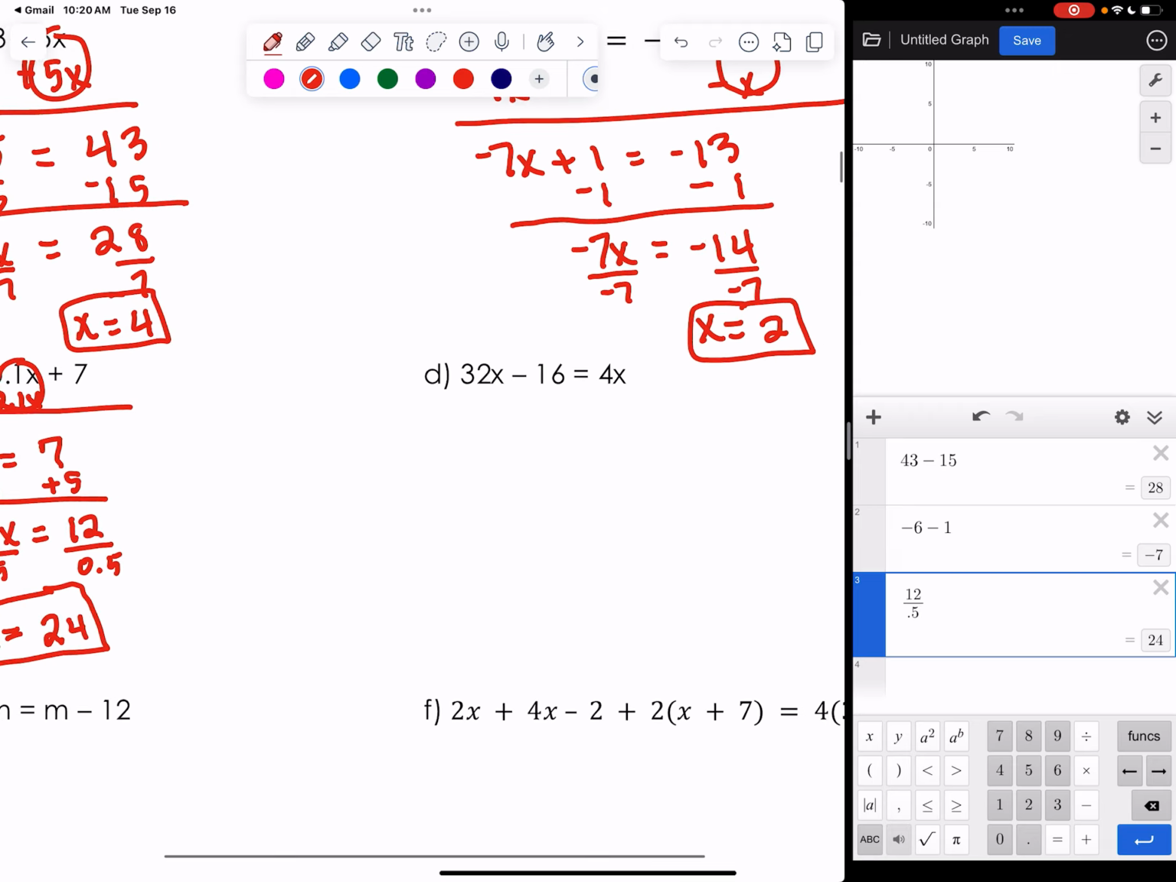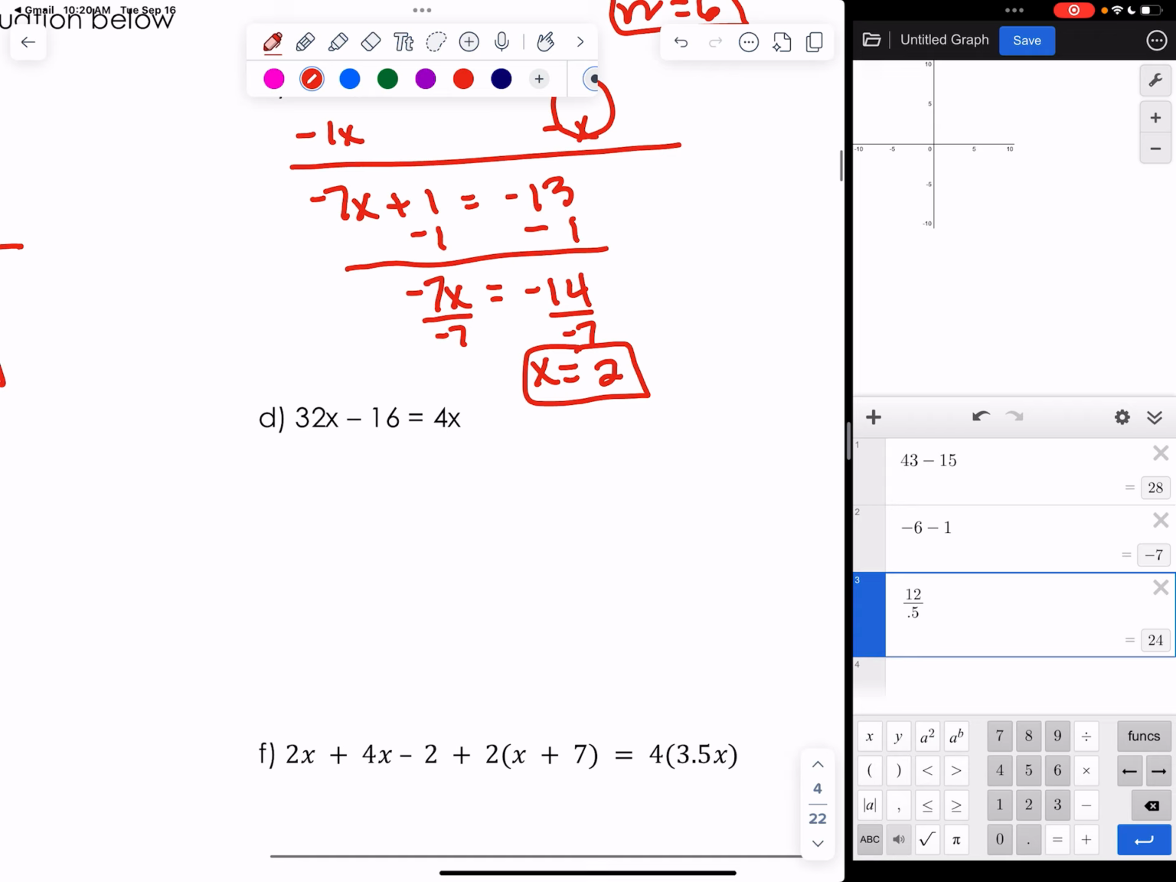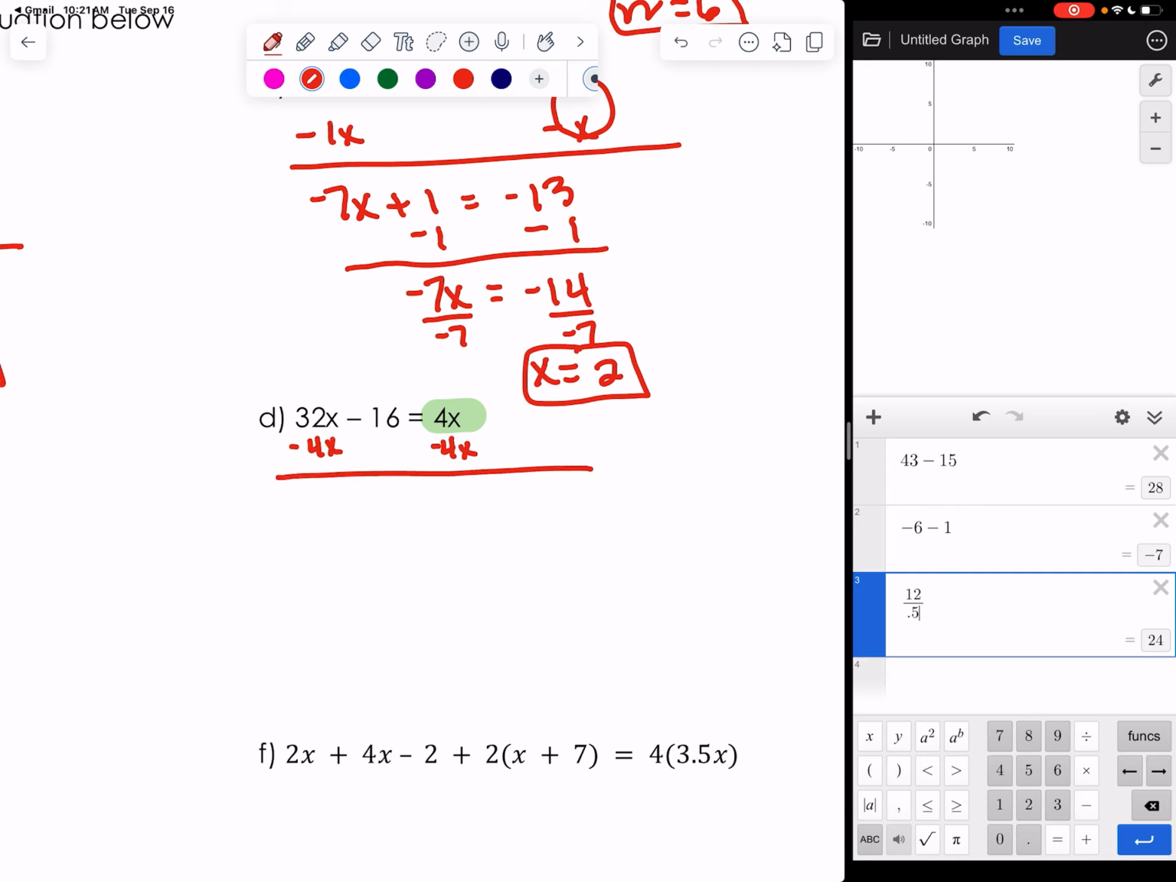All right. Now I want you to look at the interesting thing that happens on problem D. We have 32x minus 16 is equal to 4x. So if I start on the right side, the variable that I need to remove is positive 4x. So to remove positive 4x, I'm going to subtract it. So 32x minus 4x would be 28x minus 16, and 4x minus 4x is equal to 0.